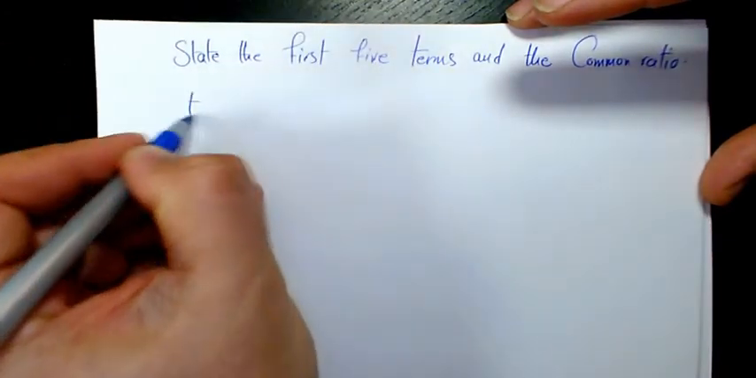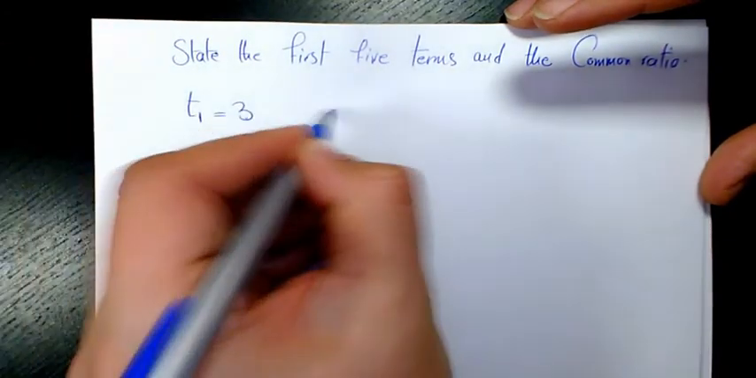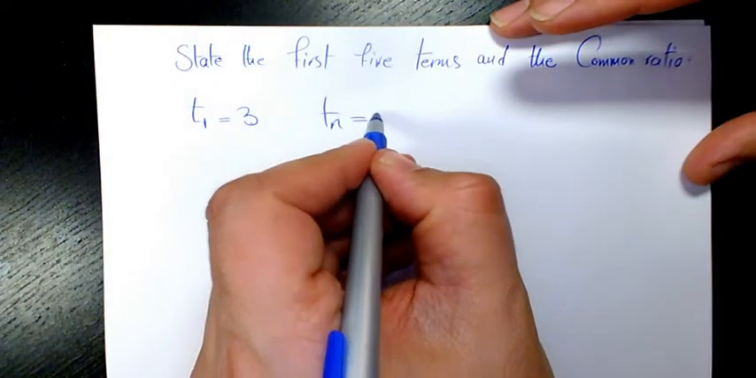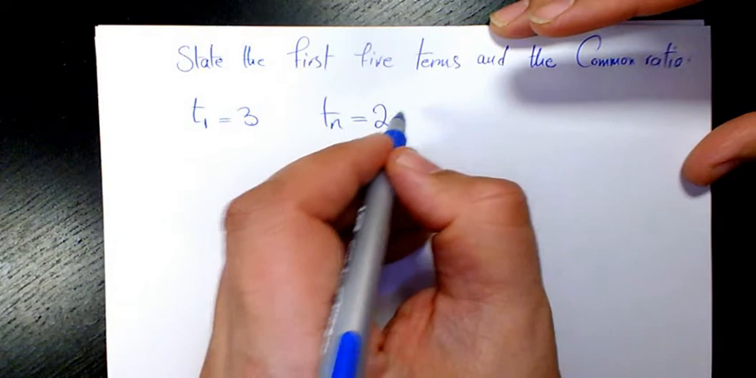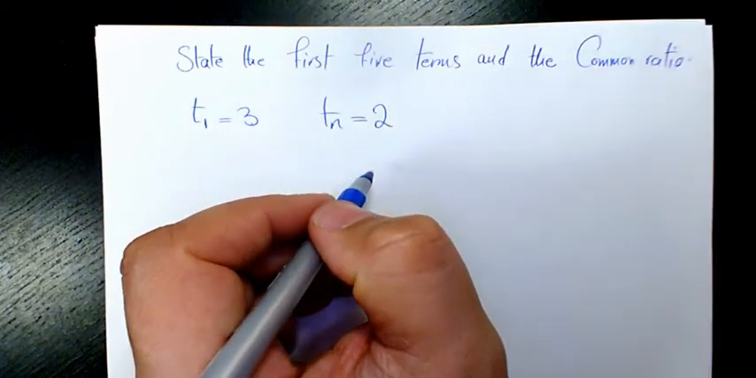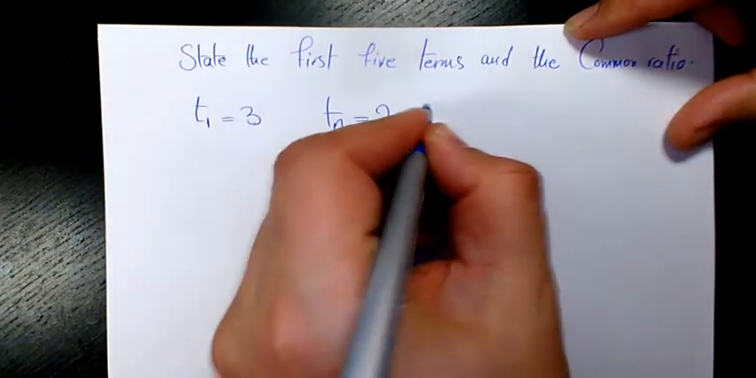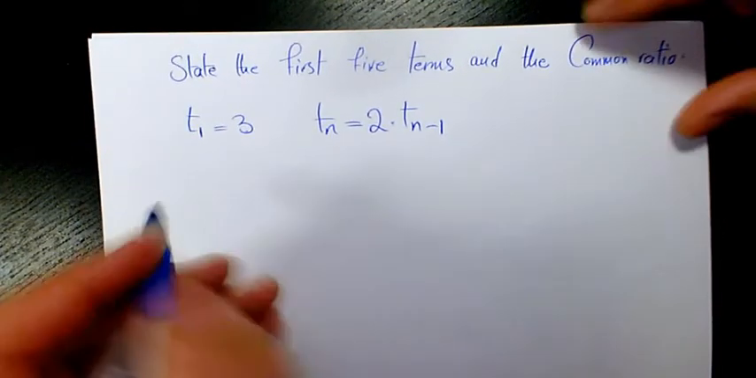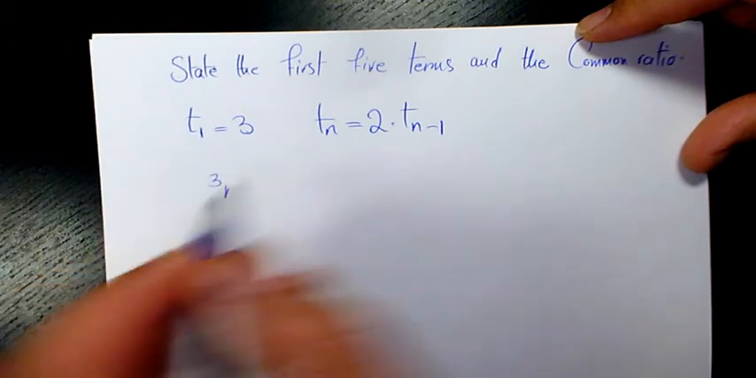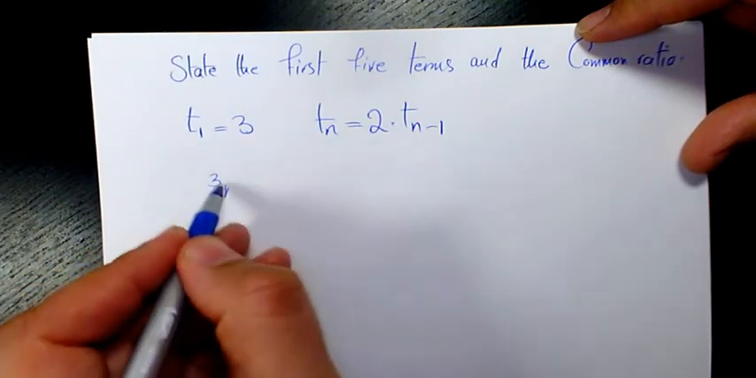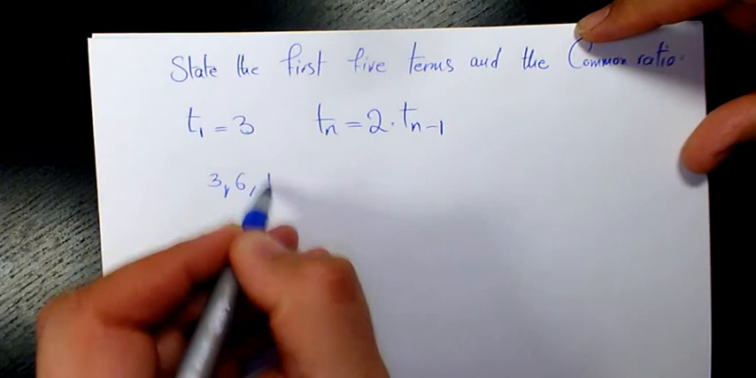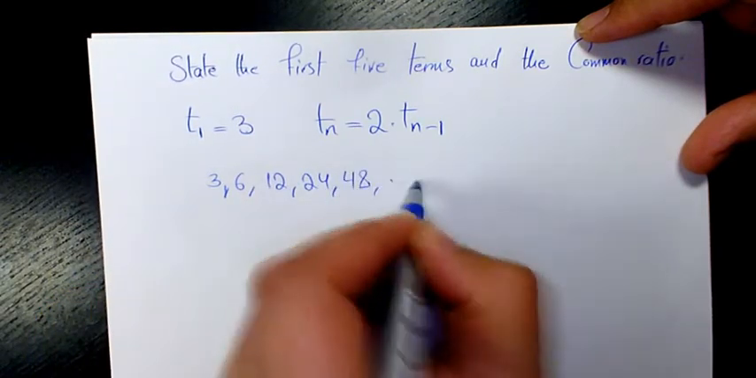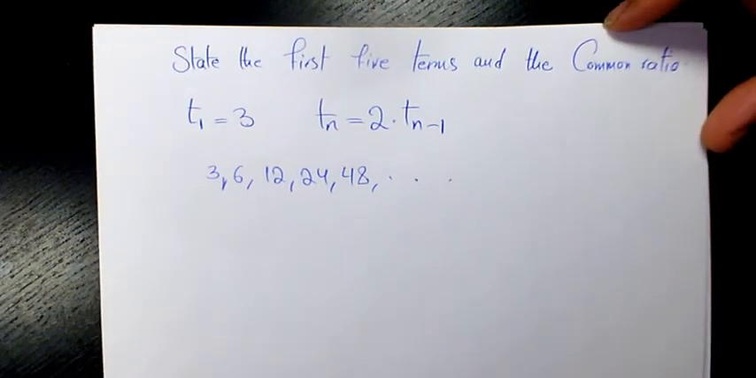If the first term is 3 and the recursive term is tn equals 2 times tn minus 1, write the first 5 terms. So the first term is 3. Common ratio is 2. So 3 times 2, 6, times 2, 12, times 2, 24, times 2, 48, and so on. So these are the first 5 terms.